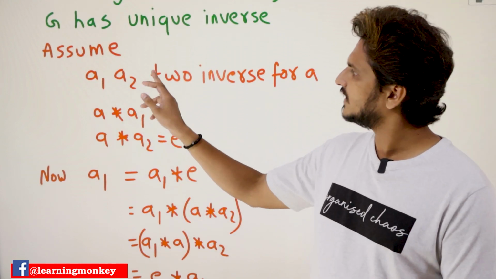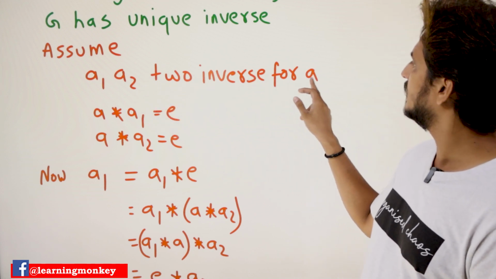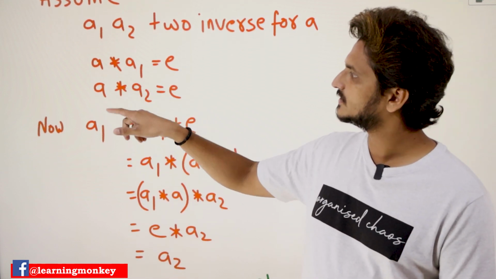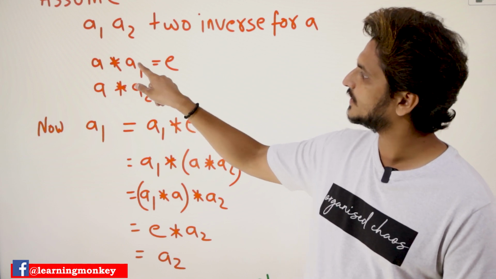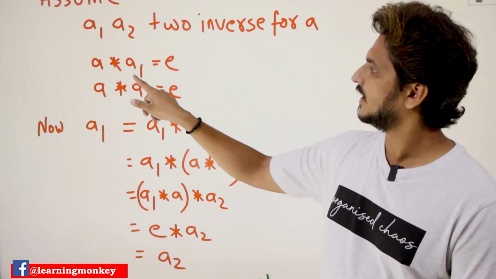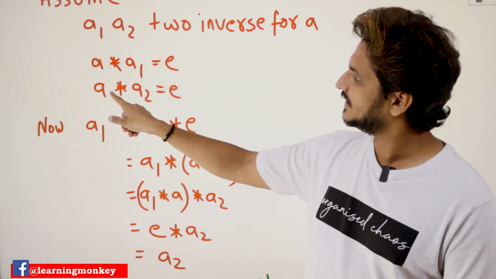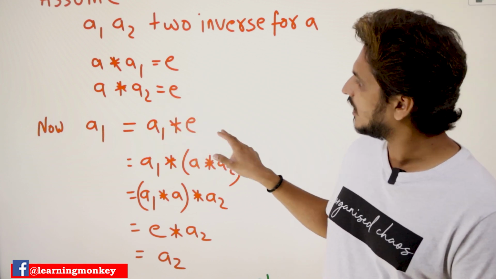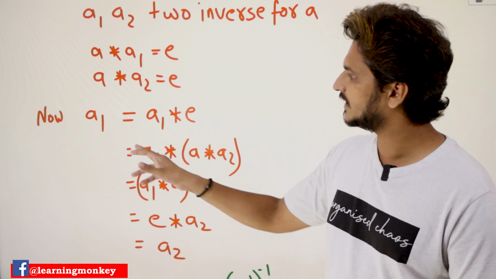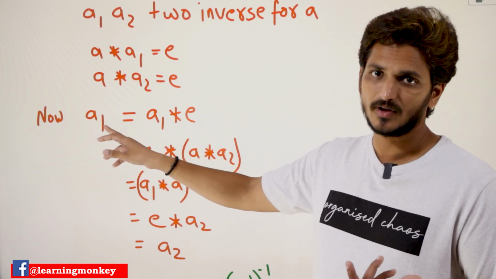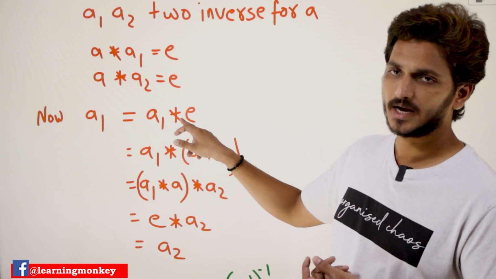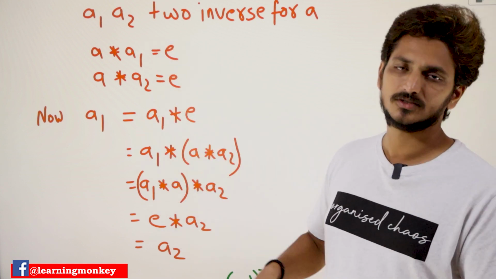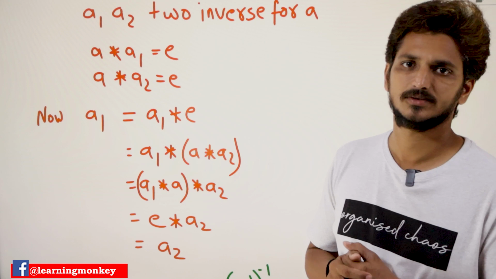We are assuming that A1, A2 are two inverses for an element A. From the properties of the group, we already know from our previous class that A binary operation A1, where A1 is the inverse for A, we are going to get the identity element. Similarly, A binary operation A2, we are going to get the identity element. Now, A1 can be obtained from A1 binary operation identity element, you are going to get A1. These three things we know from our basic group conditions.